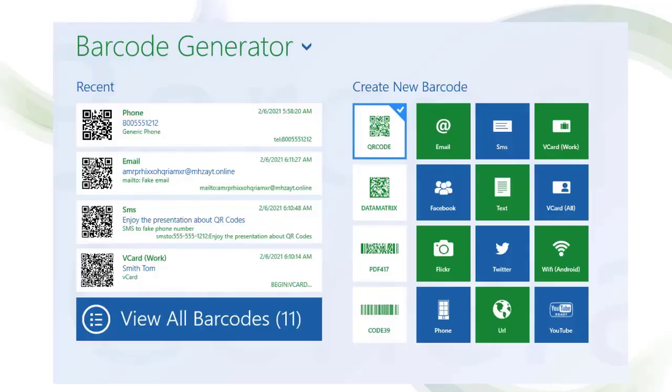The barcode generator, however, gives me 12 different ways or codes under QR code, and then you can actually do UPC codes as well with this generator. But you see I've got some that I've generated, and here's all the ones that I have generated using each of the types of codes that I can generate.